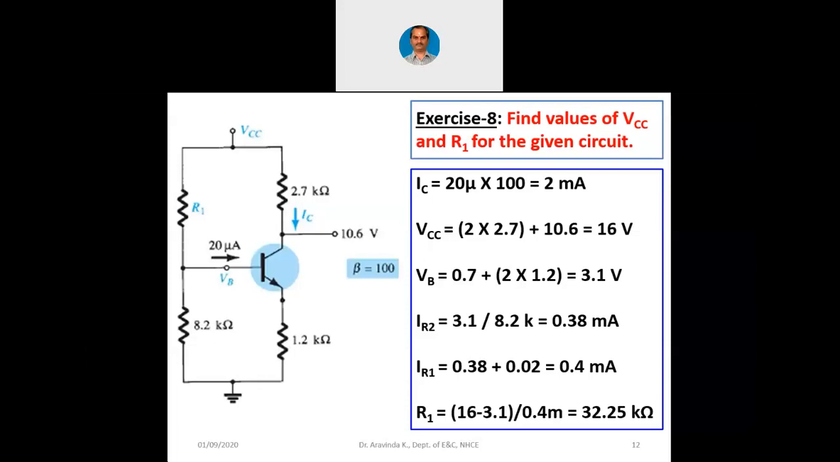So these three things you remember, because later on I am going to discuss the other two configurations, common collector configuration and common base configuration. At the end, we are going to compare all these three configurations. So you will have to remember these 3 points. We will compare these configurations with these 3 points only: current gain, voltage gain and current gain along with 180 degree phase shift, and finally power gain.